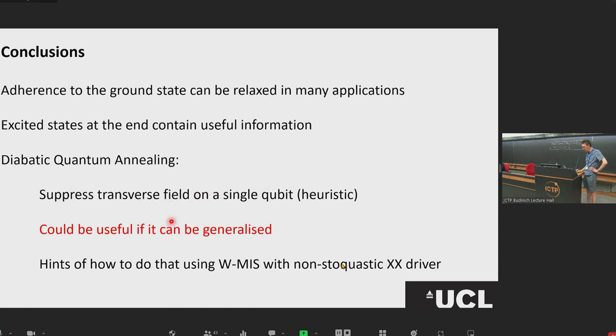So the first method was by suppressing the transverse field on a single qubit. This seems to be a heuristic method, but it's certainly a heuristic method which might give you performance improvement some of the time. And the question is, how do we generalize that? I mean, that's always the question in terms of this diabatic quantum annealing.